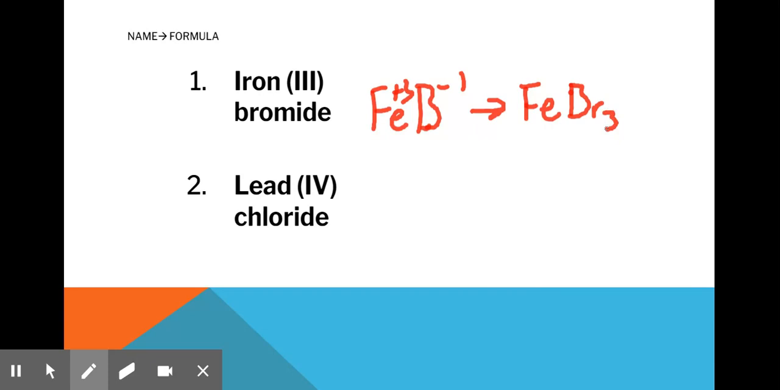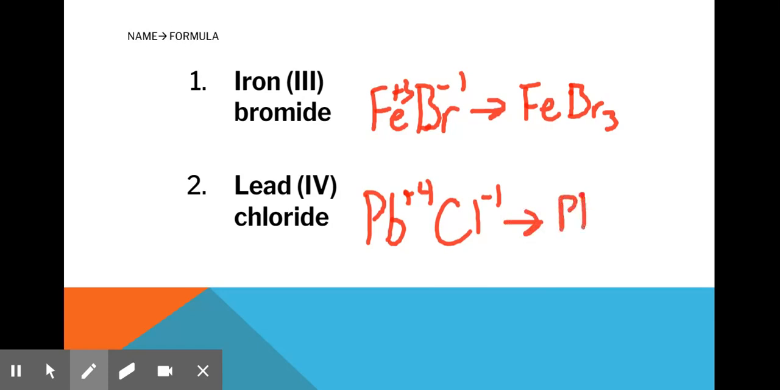With lead chloride, the 4 as a Roman numeral means the charge on lead is +4. Chlorine, group 17, has a charge of -1. Crisscross, and you get PbCl4.